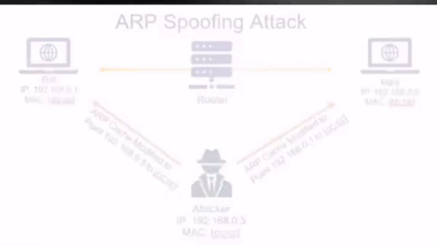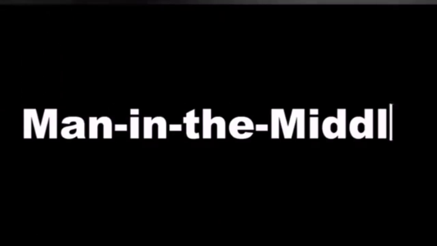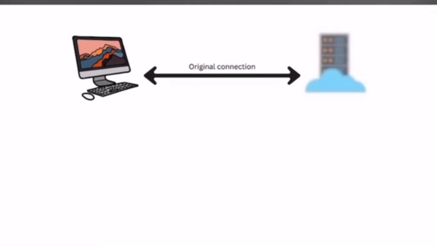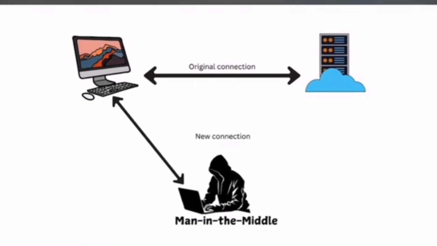Alright, now let's dive into the man-in-the-middle attack. To put it simply, a man-in-the-middle attack happens when a hacker secretly intercepts and manipulates communication between two systems, like a client and a server. Picture this. In a standard HTTP transaction, there's a connection between a client like your browser and a server. In a man-in-the-middle attack, the hacker splits this single connection into two. One between the client and the hacker, and another between the hacker and the server.